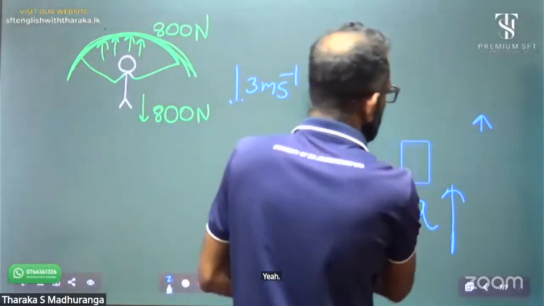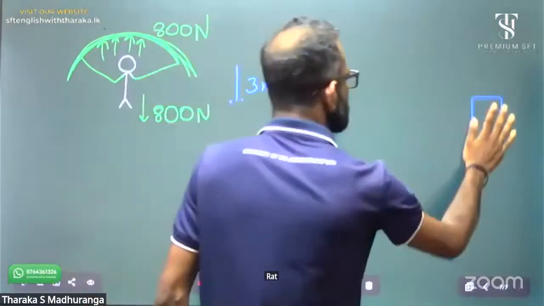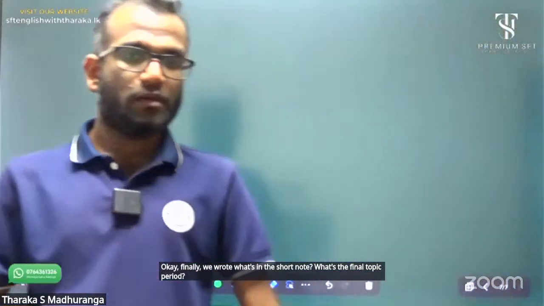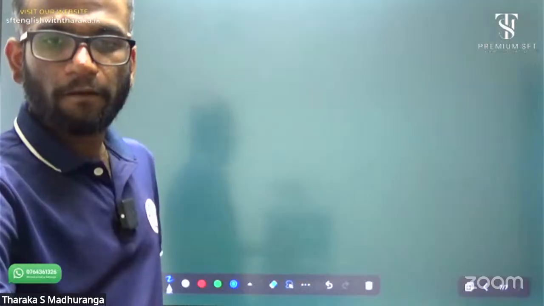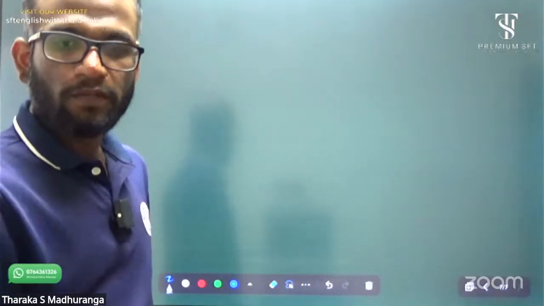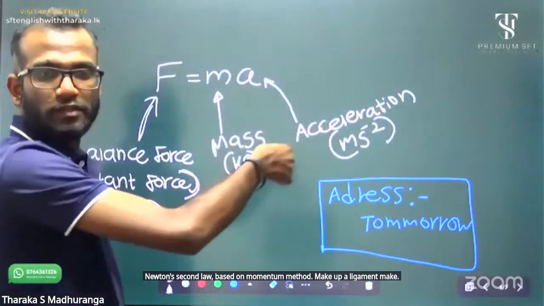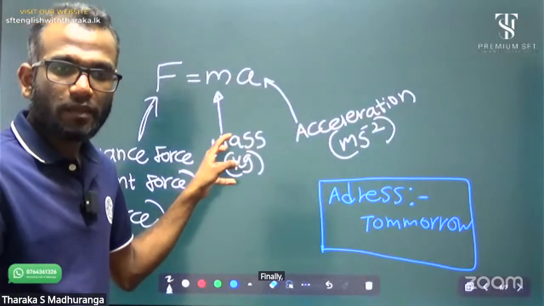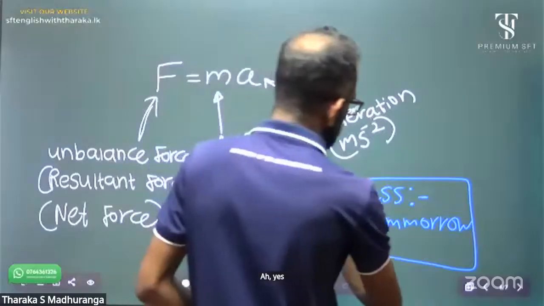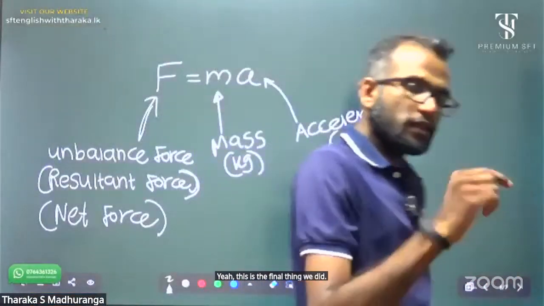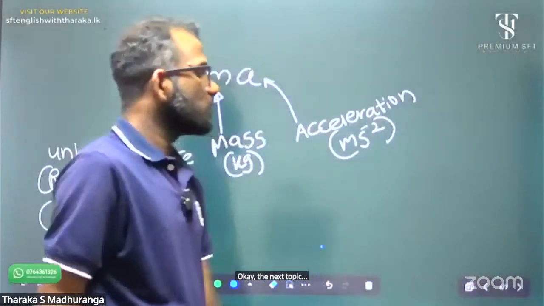Okay. Good question. Finally we wrote what in the short note? What's the final topic we wrote? Newton's second law based on momentum method. We wrote this one, right? Yeah, this is the final thing we did. Okay, the next topic.